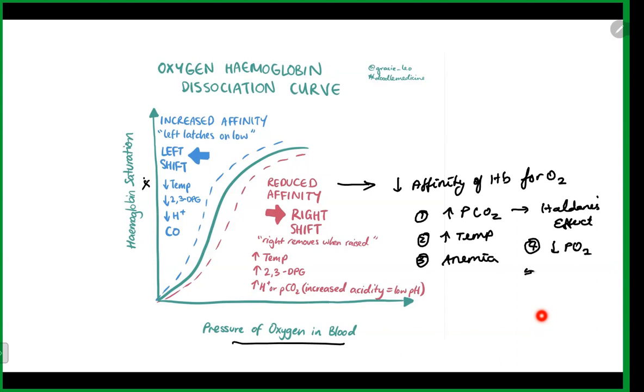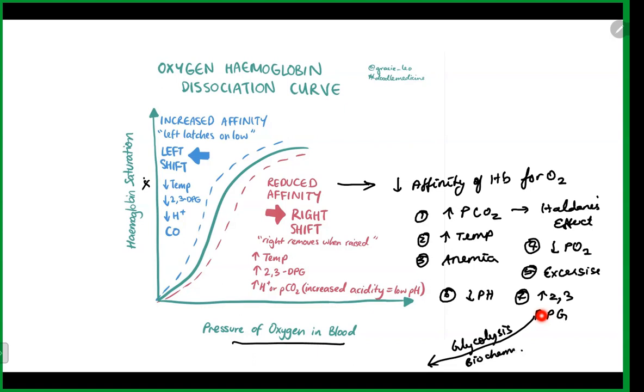And number 5, whenever you exercise, or do over exercise, there is going to be a reduction in the affinity. Number 6, write down when there is a decrease in the pH level. Number 7, you are going to write when there is an increase in 2,3 bisphosphoglycerate. I think you will be seeing this in glycolysis, which you will be reading in your biochemistry.